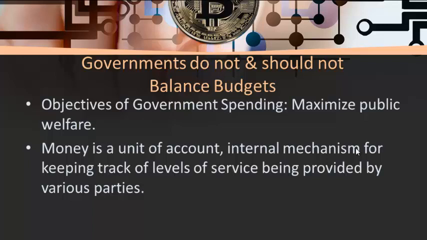So one of the lessons from this is governments do not and should not balance budgets. This is sort of an artificial and fake constraint. The government need not keep any account. The government can just spend. The fact that the government has an account at the central bank is completely irrelevant. You could get rid of that account. It is just a number.